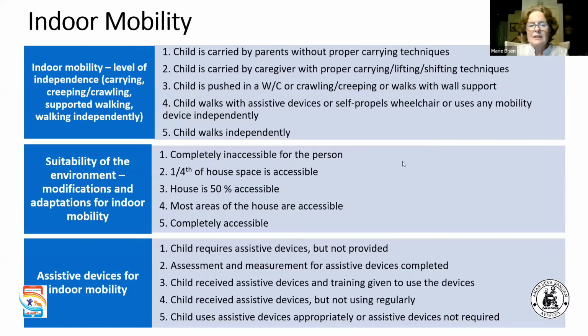And we look at the suitability of the environment indoors, so the home, whether or not any part of the environment is accessible to the child. So the home can be partially accessible or completely accessible. And whether or not the child has a need for assistive devices for use within the home. So sometimes they have received the devices but need training, or they may have devices and not be using them. And we look to see why they're not using them. So this is a big focus, to try to promote independence within the home.